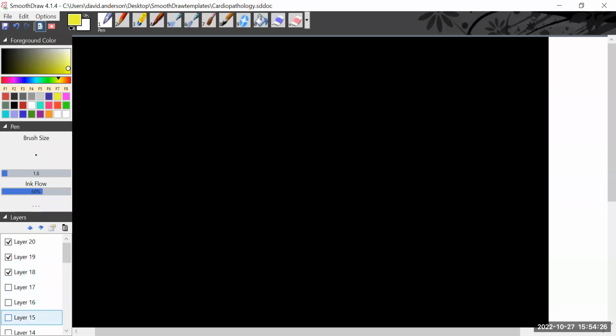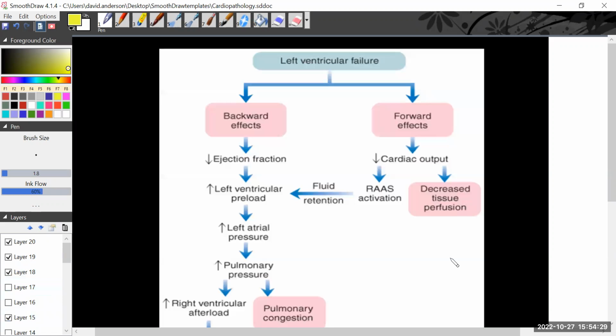Let's see if I've got a better way to show us. So here we have a prettier picture of our left ventricular failure. So forward effects, cardiac output, decreased tissue perfusion, that's where we were going to get our symptoms, confusion, maybe fatigue, that sort of thing that we talked about as a general. Kidney response, sympathetic response, that's going to give us an increase in heart rate.